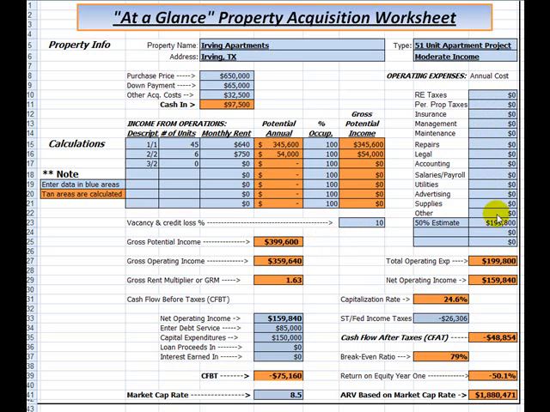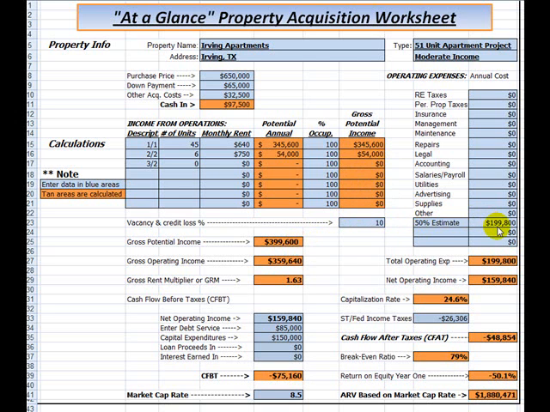Then you plug in an expense category over here. Just for estimating purposes, we plug in 50% on this one. That's probably not a bad estimate, usually somewhere between 40 and 60% depending on the type of asset that it is. Plug in 50% over here, multiply the total gross potential income down here by 50%, gives you this number over there.